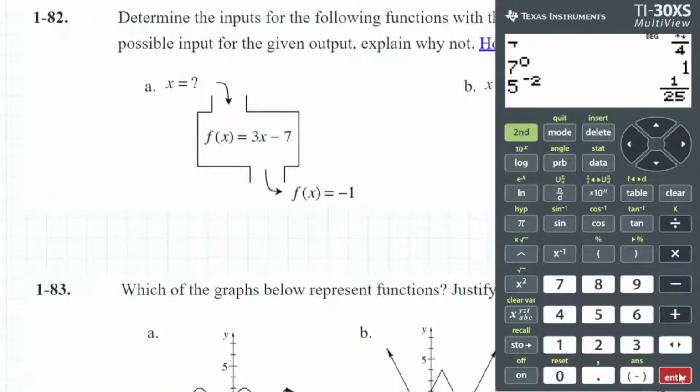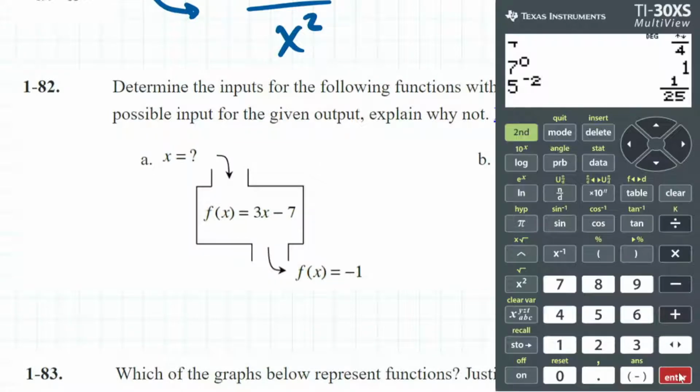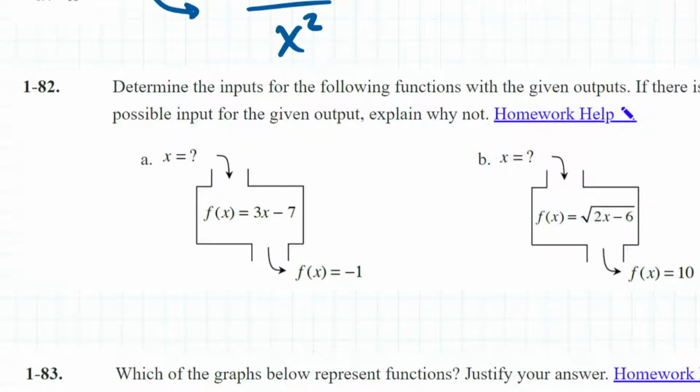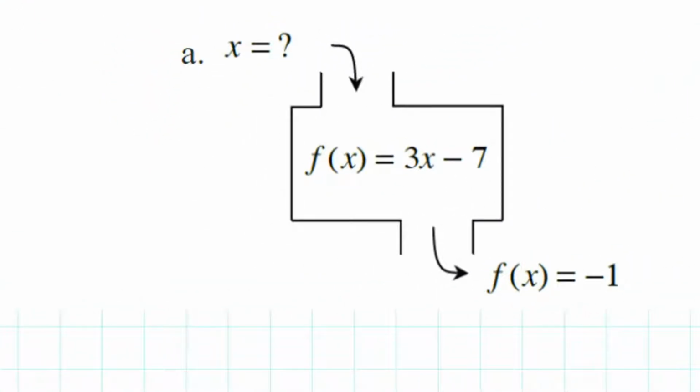All right, determine the inputs for the following functions with the given outputs. If there's no possible input for the given output, explain why. So I'm supposed to determine what the inputs are. So when I take a look at this first one, I'm told that I have the function f of x equals 3x minus 7, and I'm asked to get an output of -1.